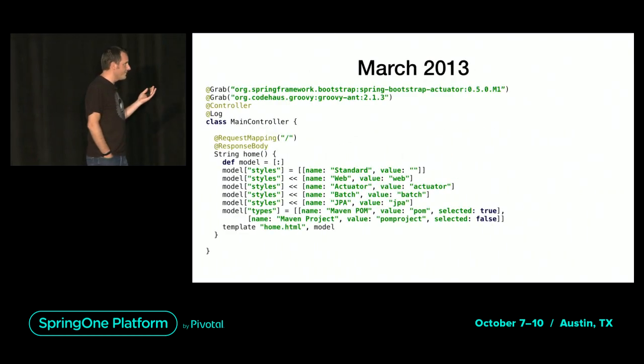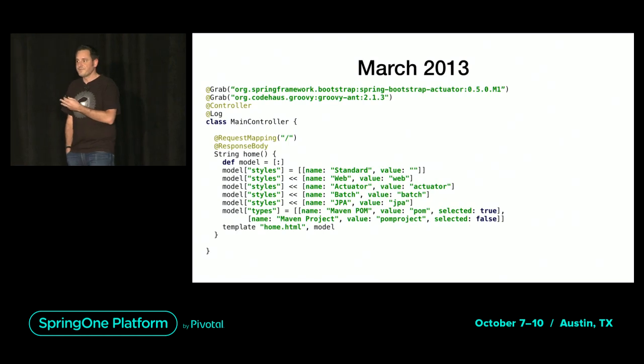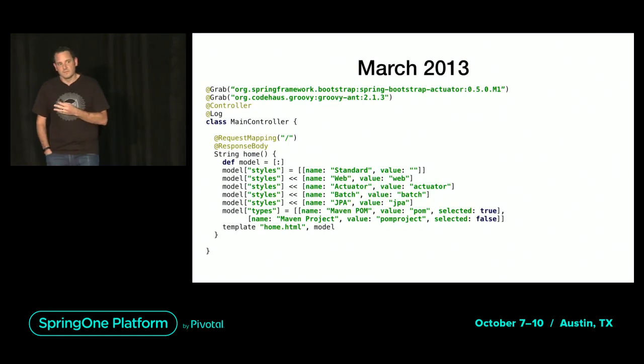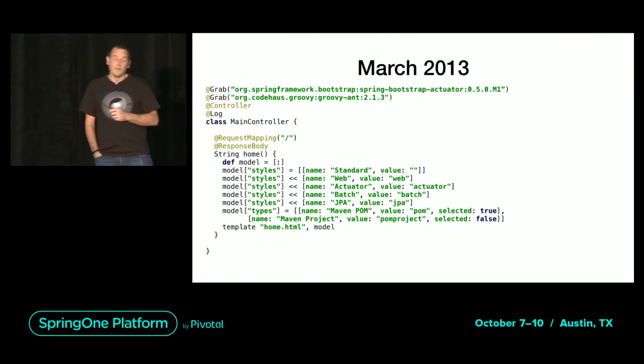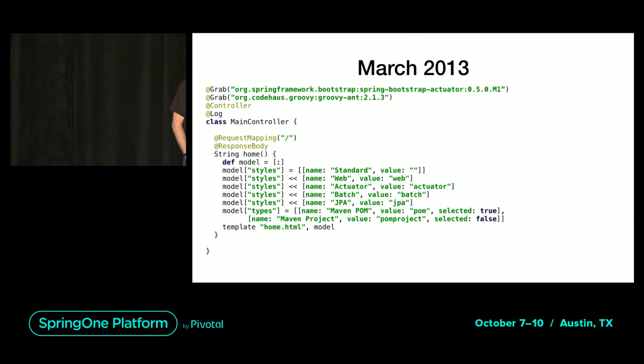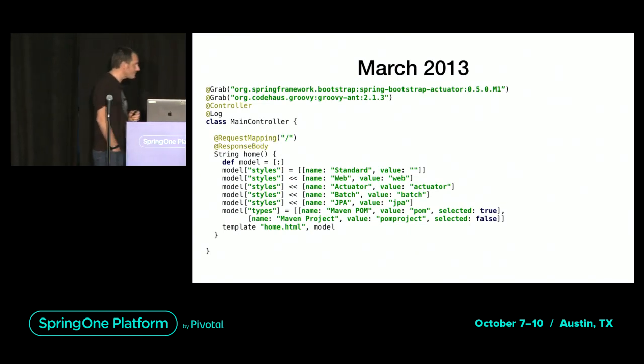So right, first commit is March 2013, looks like this. Don't judge. It was 6 years ago, right? Don't judge. So we started with a single Groovy script. Back in the day, Spring Boot did not exist yet. We were working on what was called Spring Bootstrap at the time, as you can see in the first grab annotation over there.